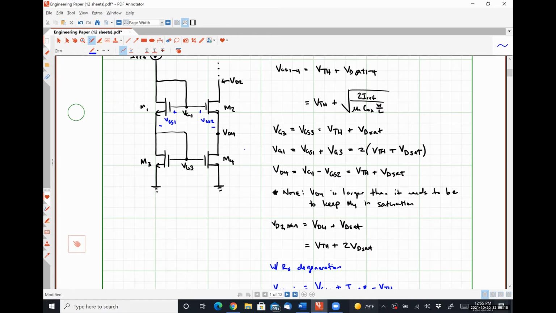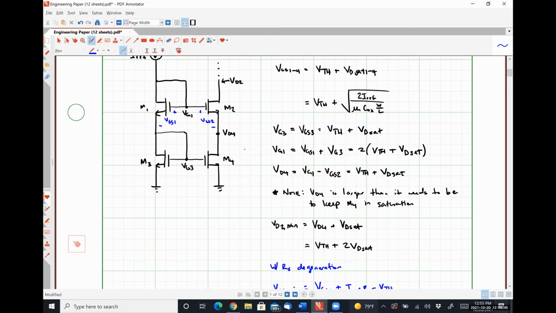So right now, that's why I wrote my note down here, VD4 is larger than it needs to be to keep M4 in saturation, right? So if we can make VD4 smaller, we know that VD2 is also going to be smaller because the minimum value for VD2 depends on the value for VD4. So how do we make this guy smaller?